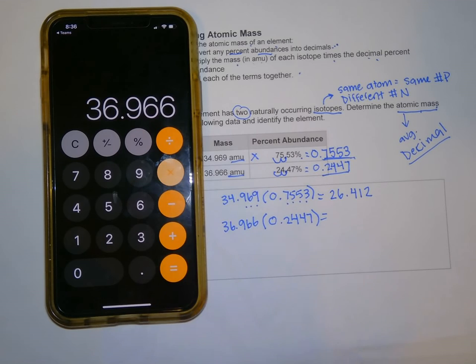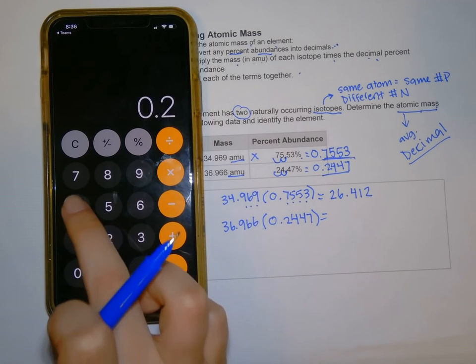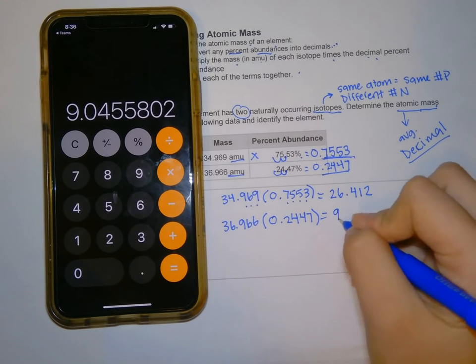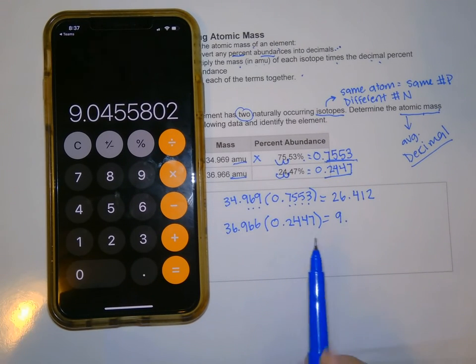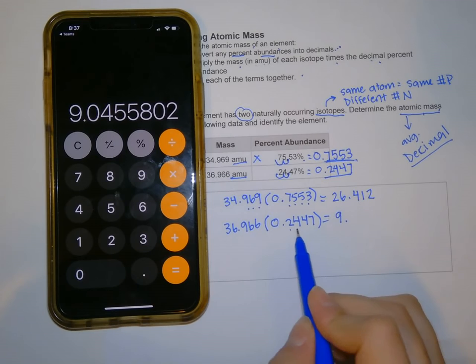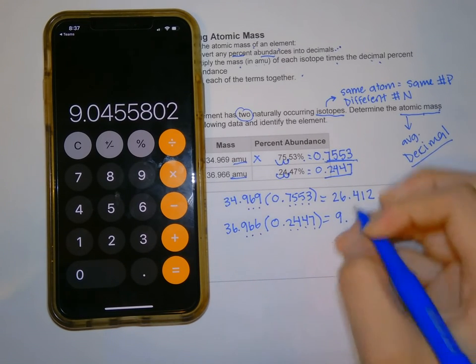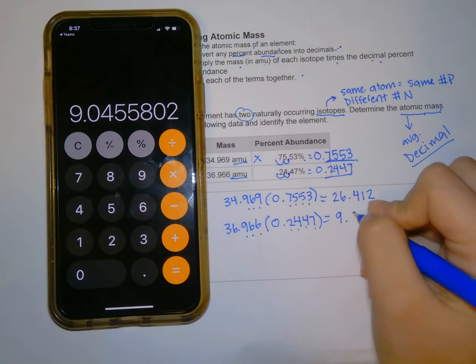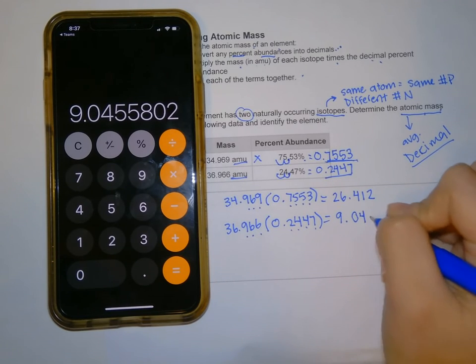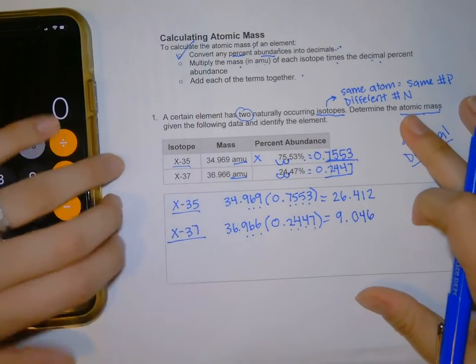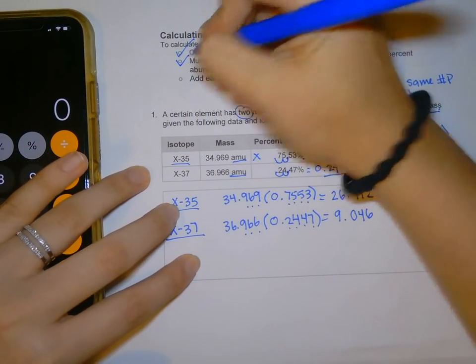Awesome. So now I'm going to multiply the other one, 36.966 times 0.2447. And that is equal to 9. Same with how many decimal places? I have 1, 2, 3, 4 here, but I have 1, 2, 3 here. So I'm only going to write 3 decimal places. 0, 4, and that rounds up to 6. Great. So now I can check off this step.